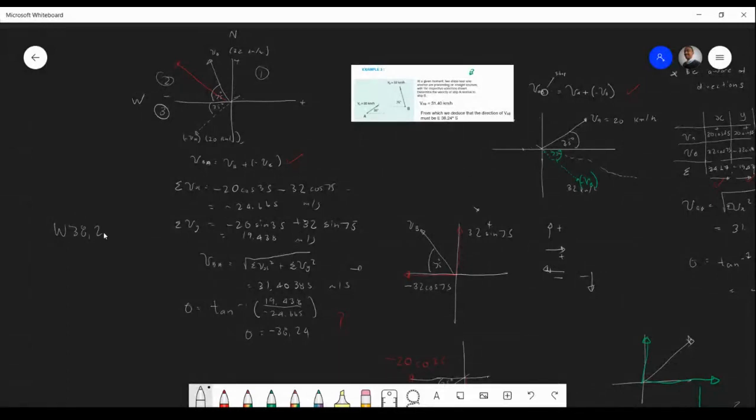38.24 west of north, or you can have north of east. What's 90, which is 51? 90 minus that angle, 90 minus 38.24. Fortunately, the direction is probably only worth an extra mark. So I agree with that.